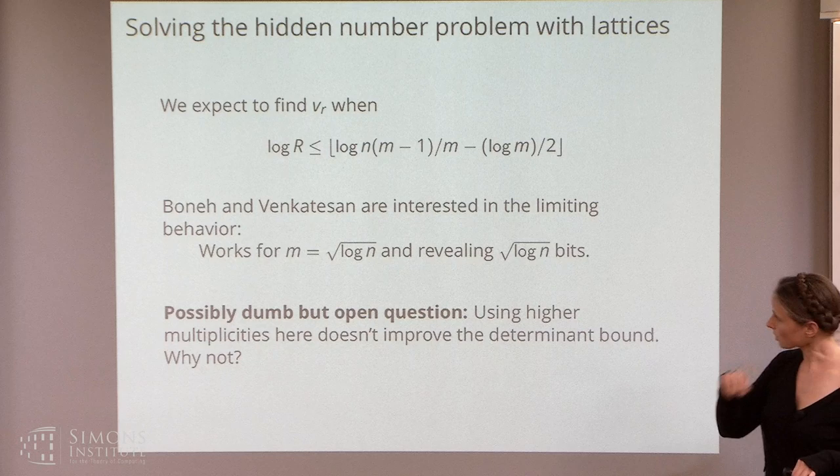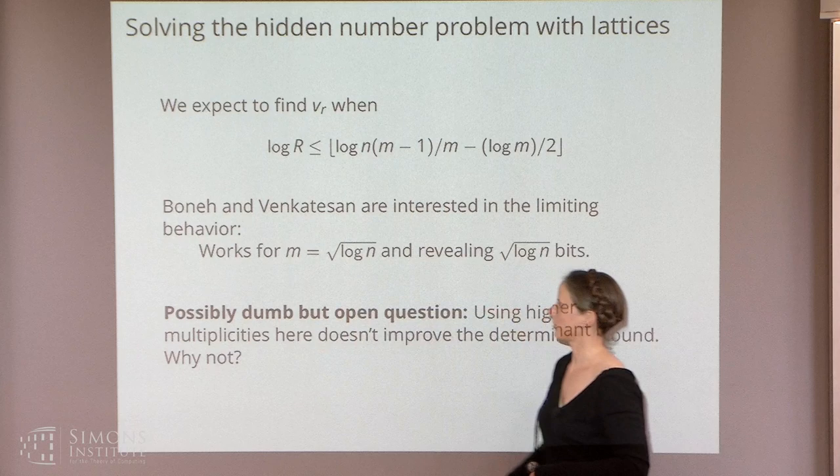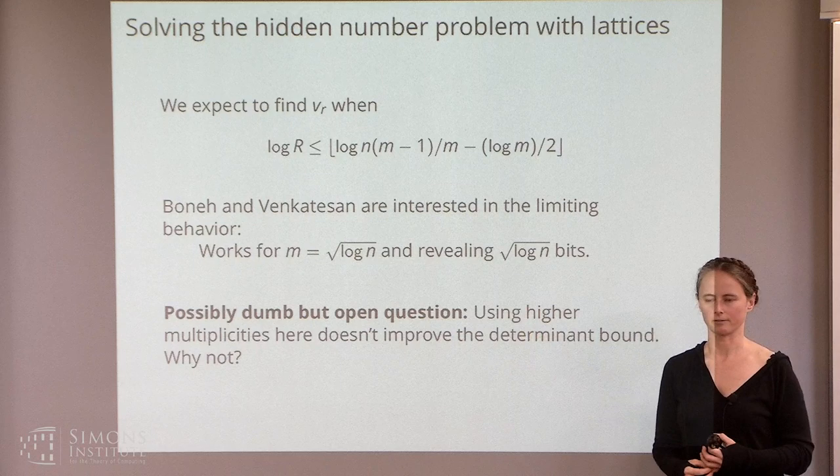The original Boneh and Venkatesan result essentially said that the limiting behavior, because these are random values and because you're using lattices, is that this works for up to square root log n samples, and you have to reveal square root of log n most significant bits of your samples.